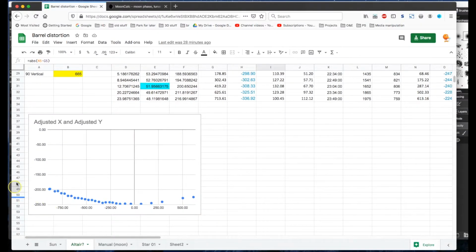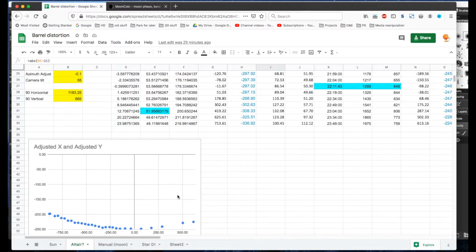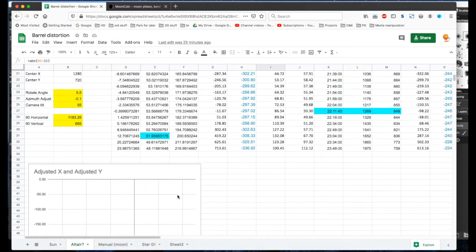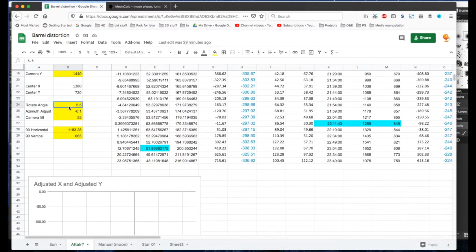And I wasn't entirely surprised to see a parabolic curve like this. I did realize that there was going to be more corrective factors involved to get it to match my observed values. But at this point, it did take quite a bit of time to play around with the angle rotation, the azimuth adjust, and the camera tilt.